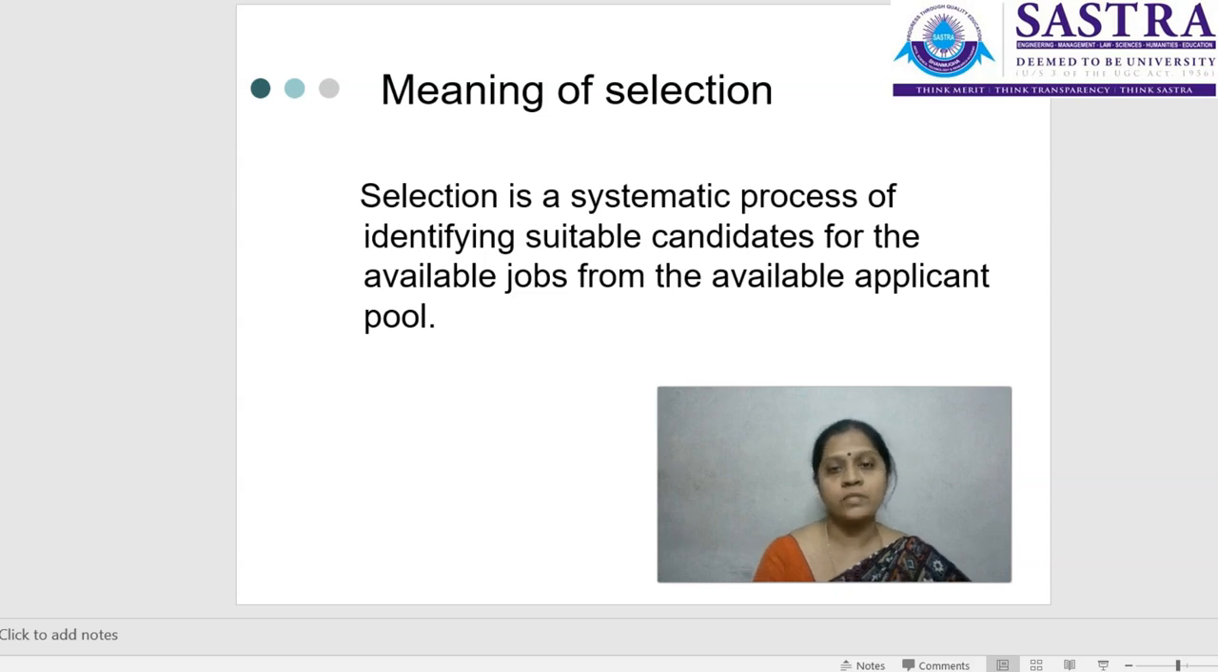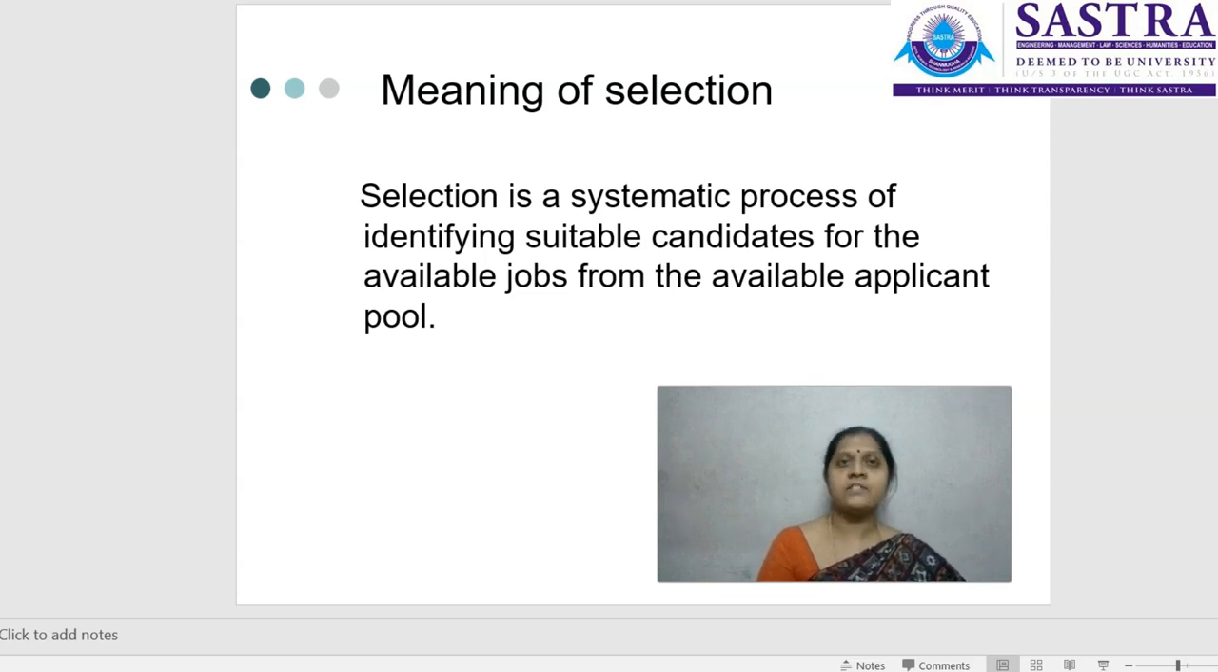The process of procurement begins with the recruitment of candidates from different sources. With respect to selection, the procurement ends with the selection of the necessary, suitable number of candidates for a job. So that is the major difference between selection and recruitment.